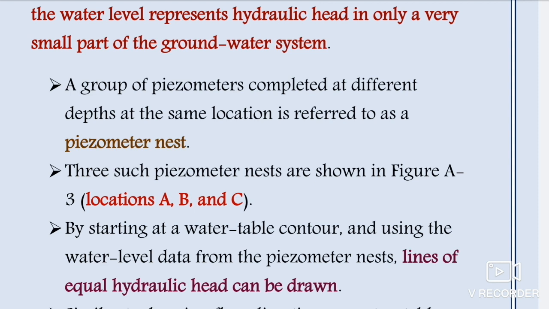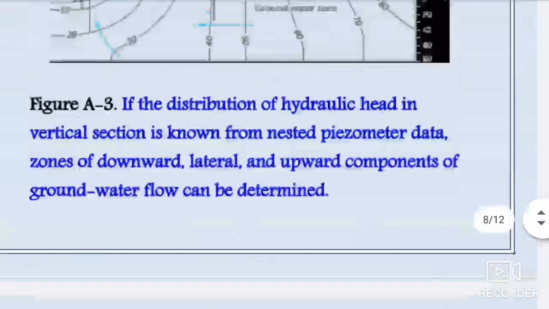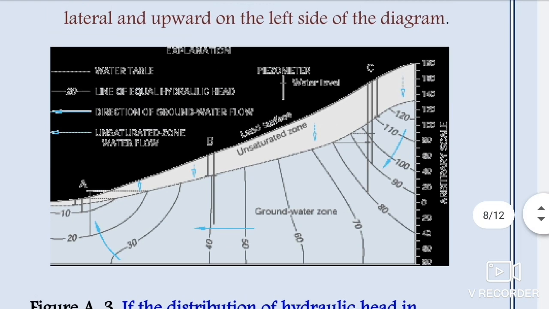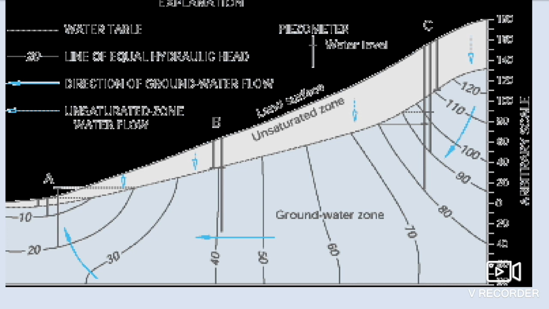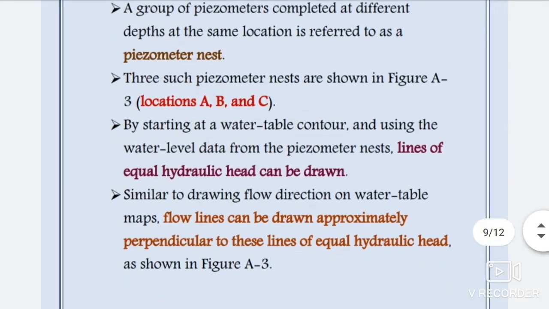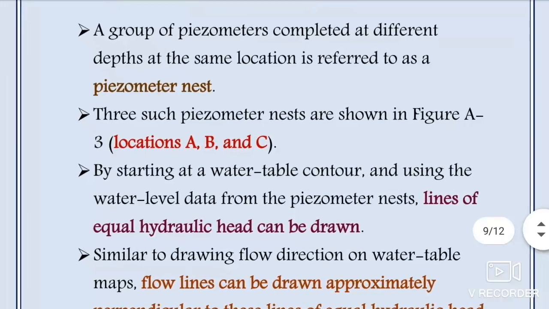Three such piezometer nests are shown in figure A3, at locations A, B and C, as you can see in the diagram. Sorry, in this diagram it's not very clear, but you can see that piezometers A, B and C have been installed in the well.